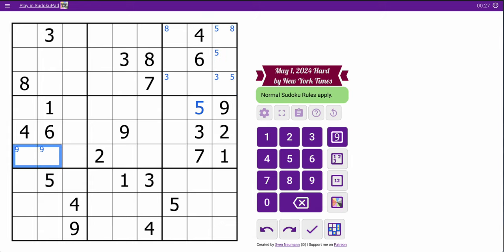Let's see, 9's down here somewhere. 2 is up here, I think.